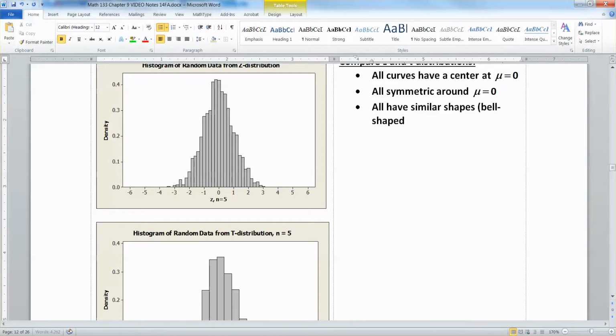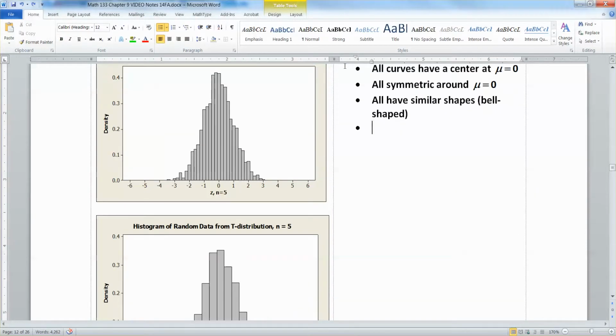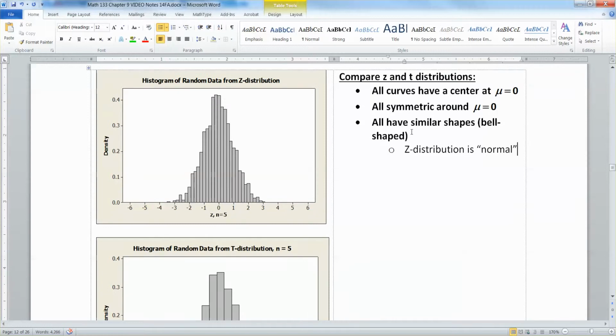They're all kind of bell-shaped, right? Now, the true normal bell shape is the one that's up at the top, right? So the z curve is the one that's actually bell-shaped, or z distribution is quote-unquote normal. The others are not normal. They're just kind of a similar shape to normal, but they're not actually normal itself. Normal is very specific.